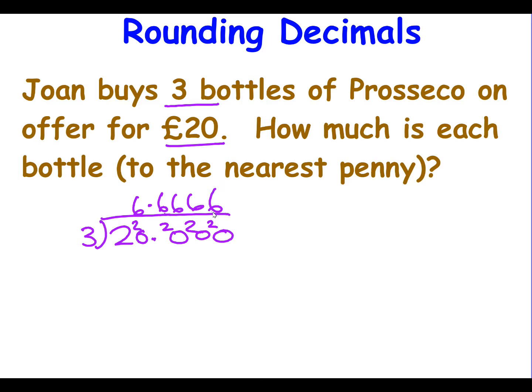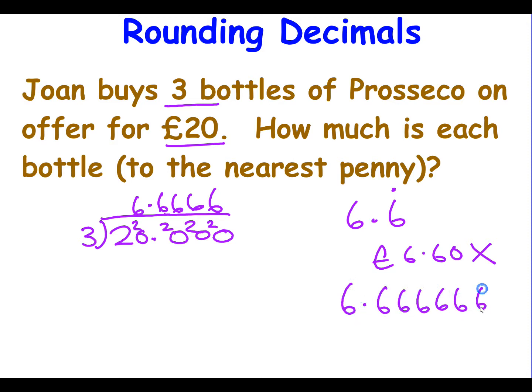So can you see we have a recurring number, 6.6 recurring. Now on your calculator it could look like that, and a lot of people would round this to £6.60 and get the wrong answer because they don't understand what the recurring symbol means over the 6. Our answer is actually 6.66666 going on forever. That's what that recurring symbol means.